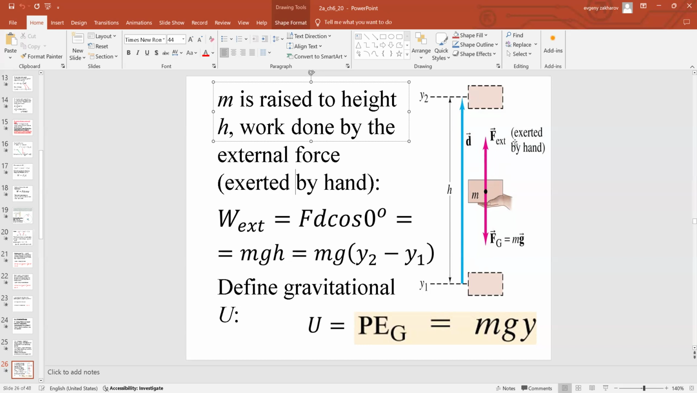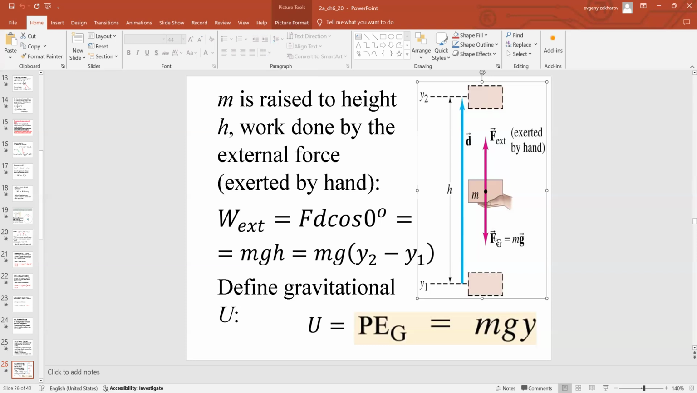And there was a force from the hand on the object. So now the object is here. Now, once you raise it, you let it go. What's going to happen to that object? The object will free fall towards the earth. Why is that so? Because there is a force of gravity, the mg, that we discussed in previous chapters.